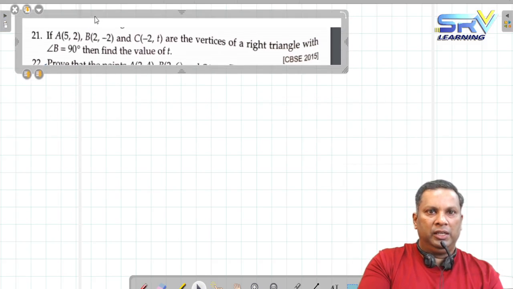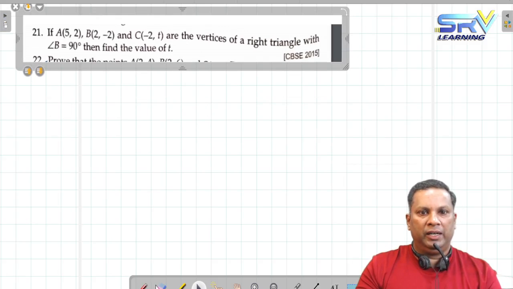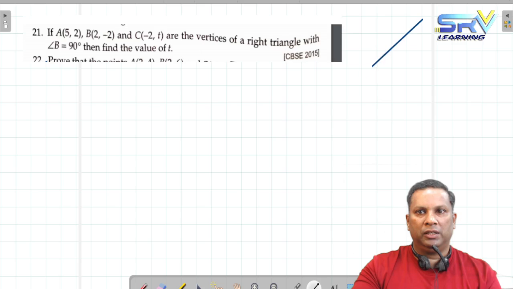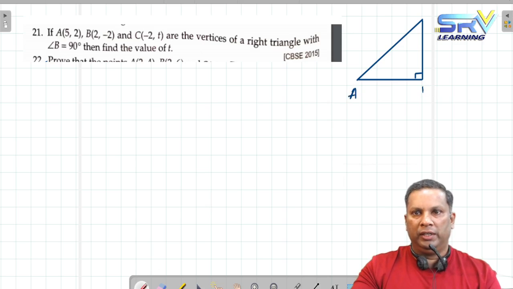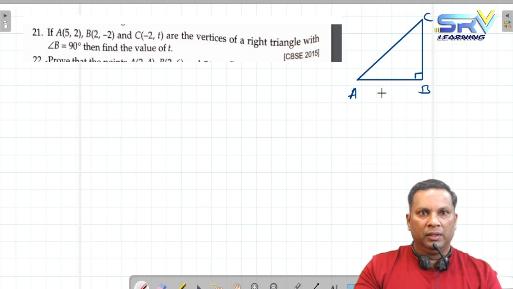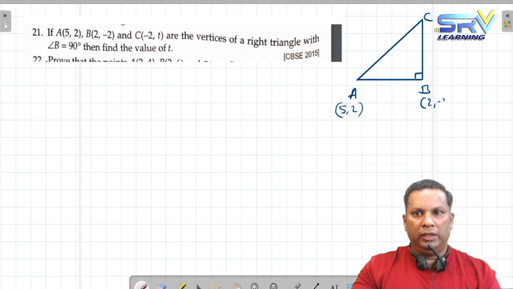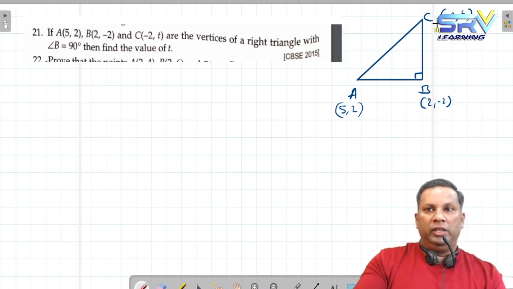So he is telling that A, B, C are vertices of a right angle triangle. A right angle triangle, brother, is like this, where one of the angles is 90 degrees. And angle B is 90. So let me mark this point as A, this point as B, this point as C. So he is telling A is 5, 2 and coordinates of B are 2, minus 2. Coordinates of C are minus 2 and t. Now we have to find the value of t.